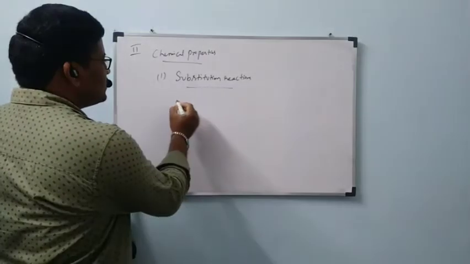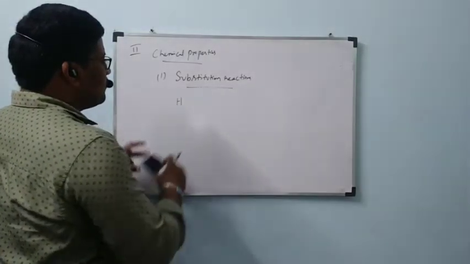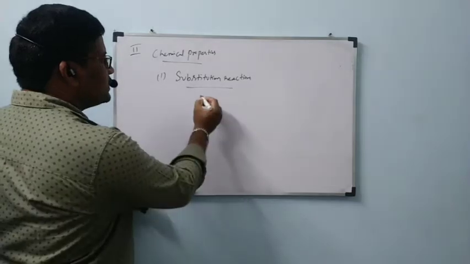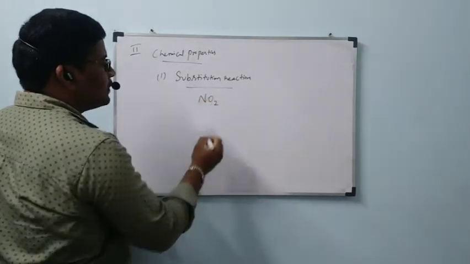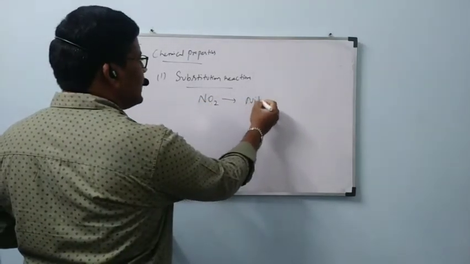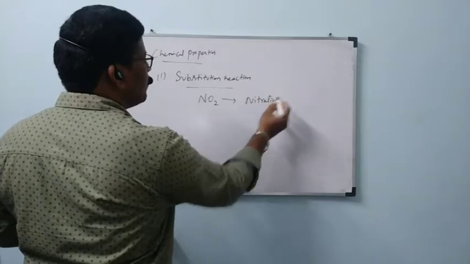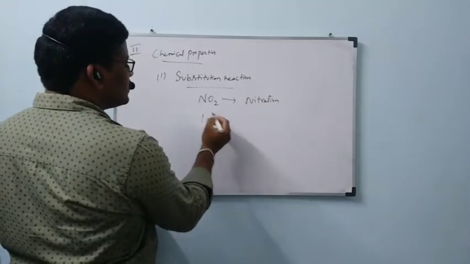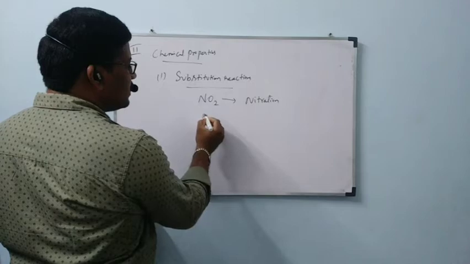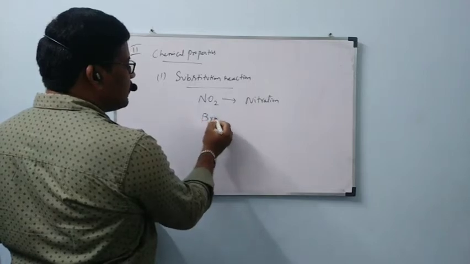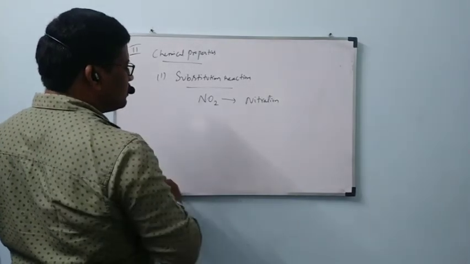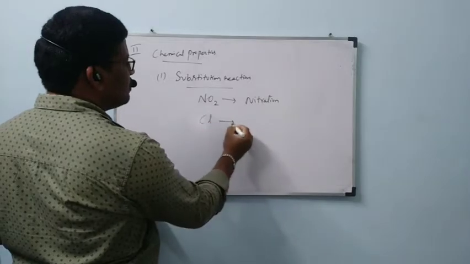If one of the hydrogens present in an alkane is replaced by an NO2 group, that is called nitration. If one of the hydrogens present in an alkane is replaced by bromine or chlorine, that is called halogenation, chlorination.